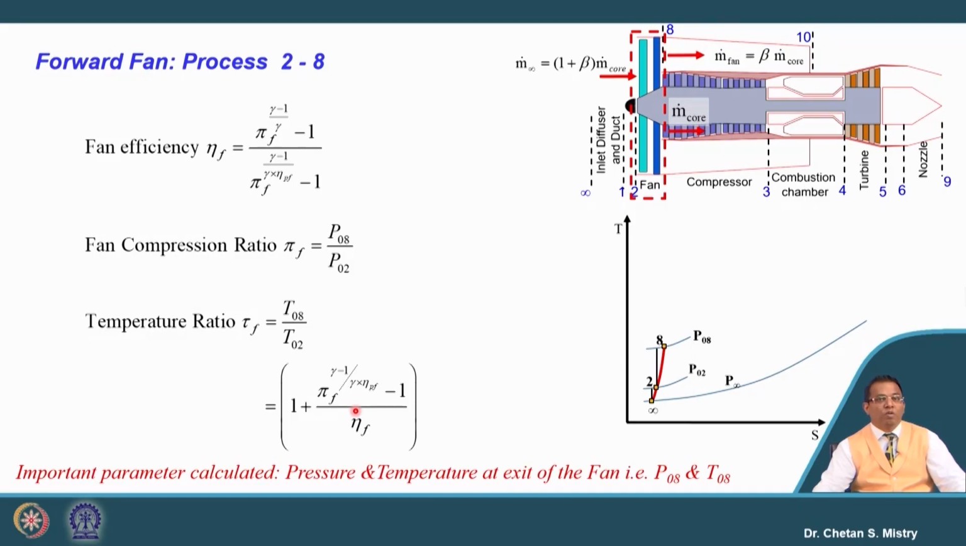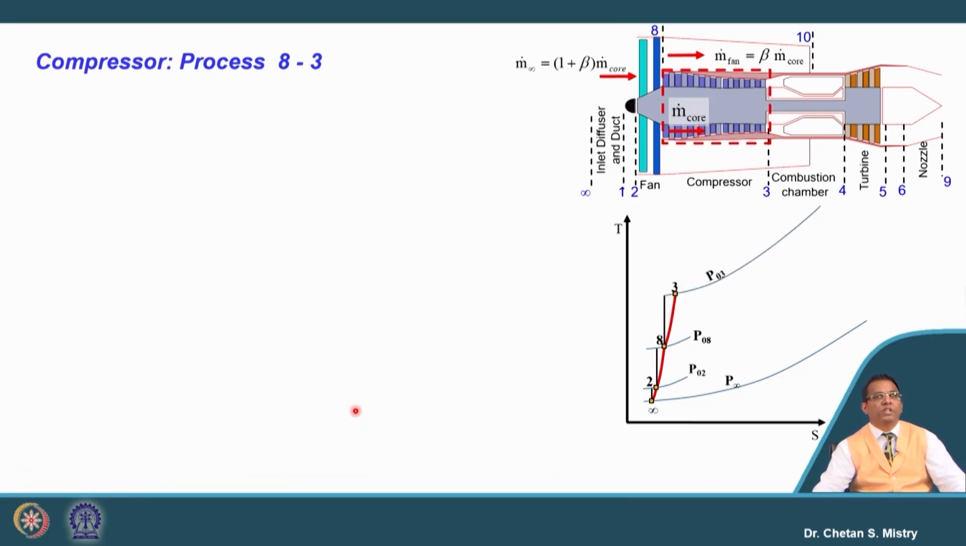Okay. So, be careful in terms of putting this equation. Now, let us move towards the next process. This process we are writing as process 8 to 3. So, be careful, as I have discussed earlier, my entry pressure and entry temperature of the air to my core engine is station 8, and exit of compressor it is station 3.